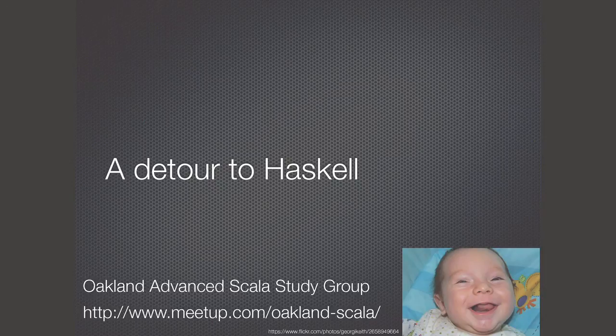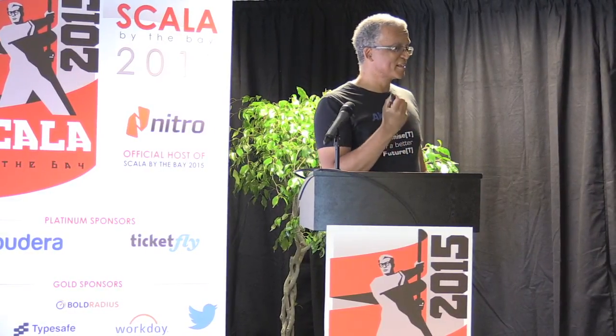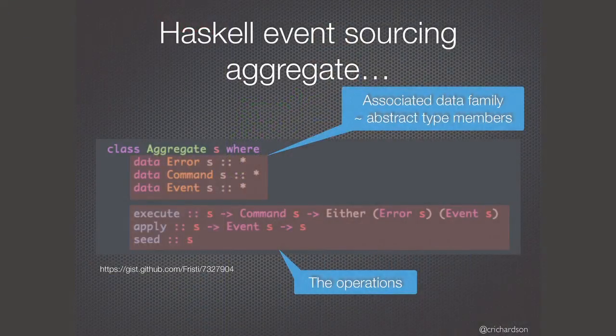Where it got interesting is I belong to the Oakland Scala study group, and we get together once or twice a month. And recently we've been studying Haskell, which has made a whole bunch of us extremely happy. Intriguing language. I still don't understand what I'm doing half the time. But one of the things I did, I stumbled across this Haskell type class for event sourcing. And it's just sort of incredibly simple and elegant, right?